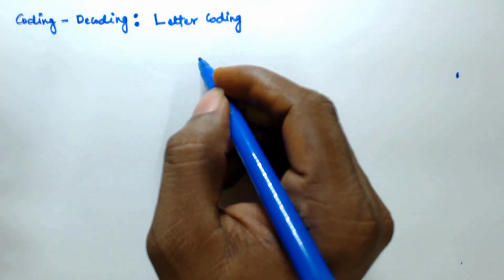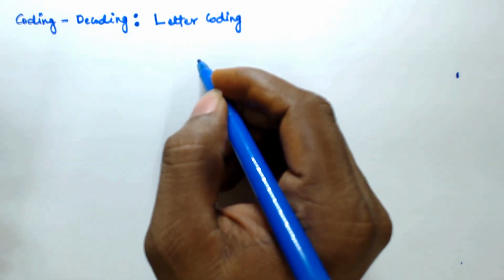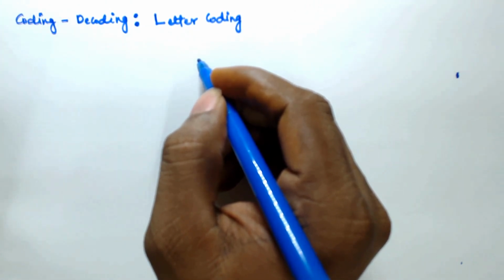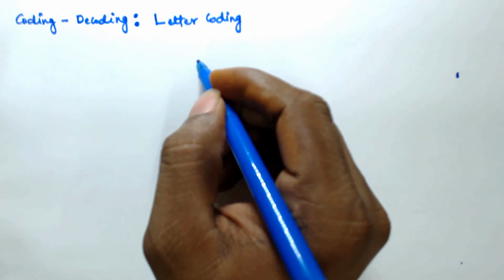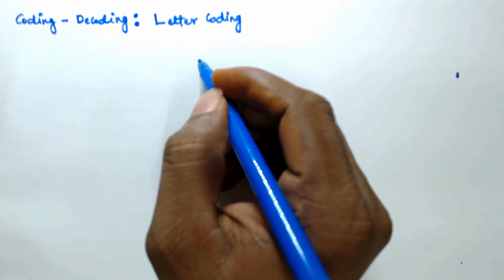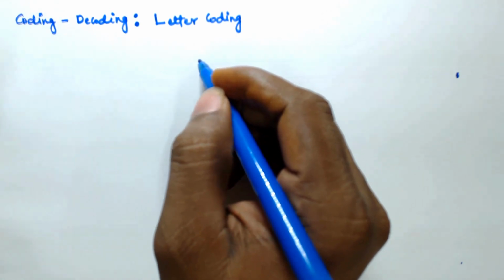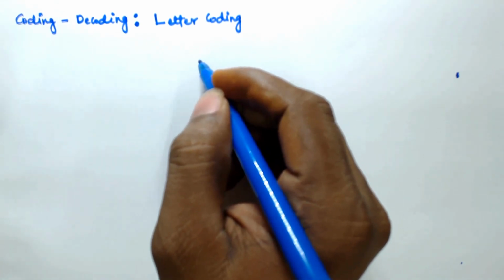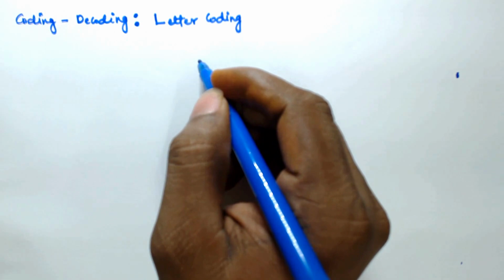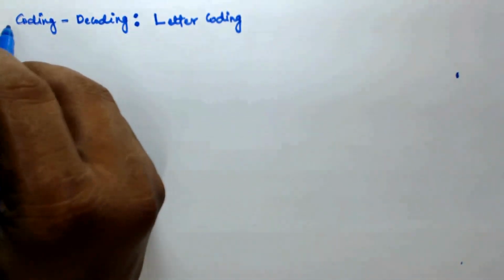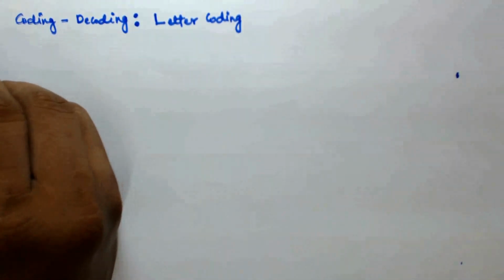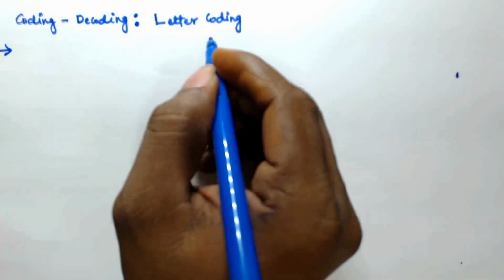So in letter coding, the word and its coded word both are going to contain the same kind of letters, but actually their order is jumbled. So we need to find that jumbled order in finding the coded word of a given word. Okay, so let us take one question and solve based on the letter coding.